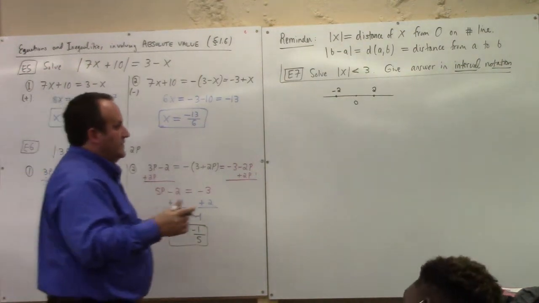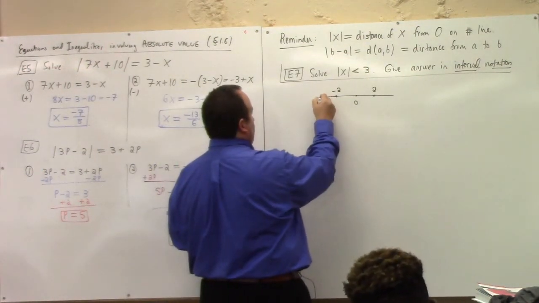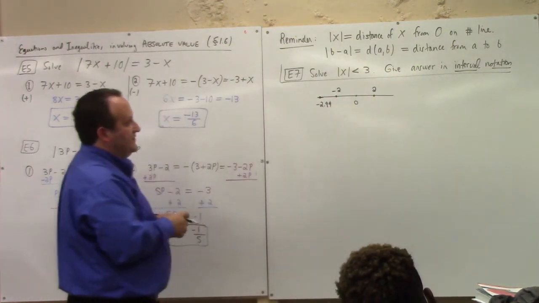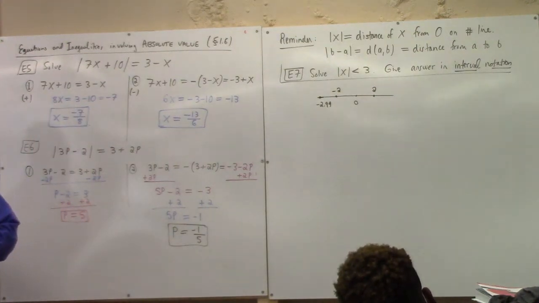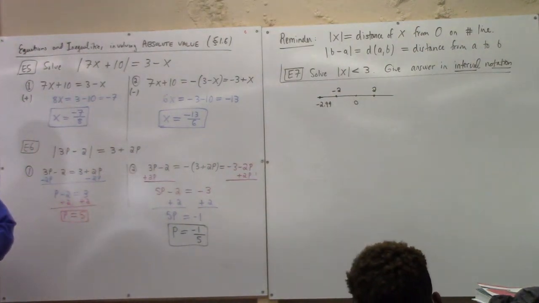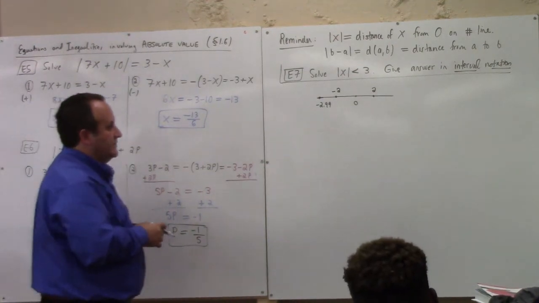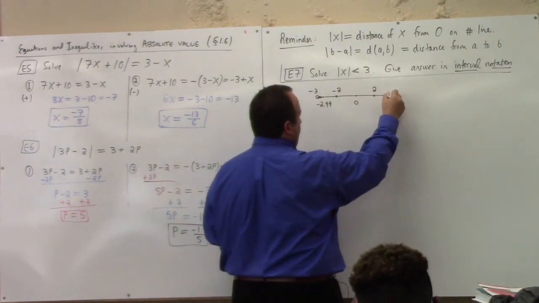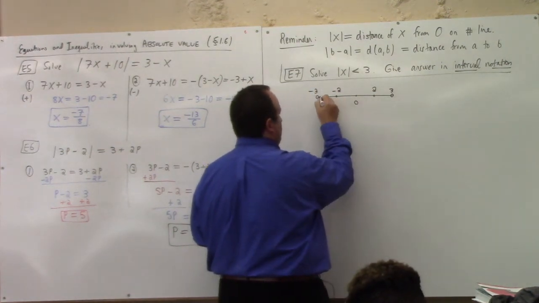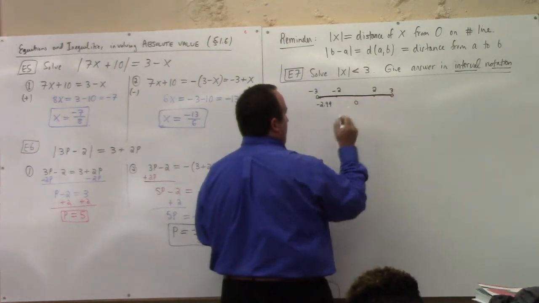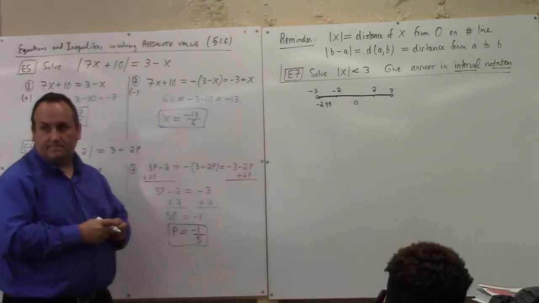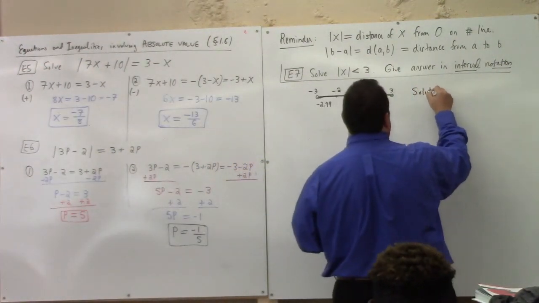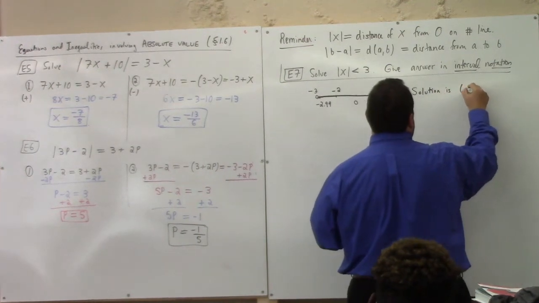How about minus 2.99? Is that less than 3 units of distance from the origin? Sure enough, right? And the same on the other side. So think about it. What's the answer? You're going to go from minus 3 over to 3, right? This whole open interval should be the answer. So the solution is minus 3 to 3.